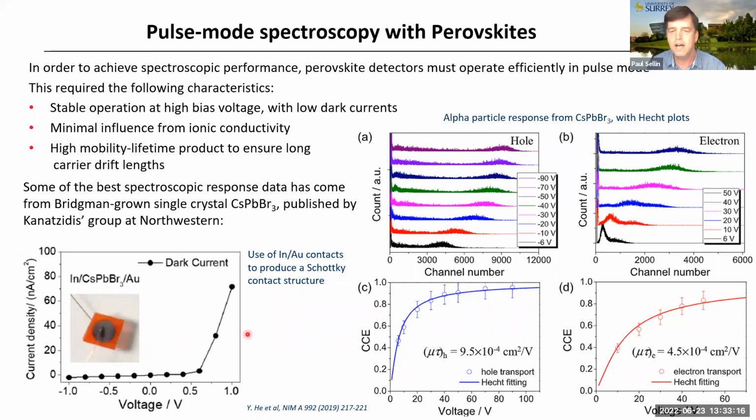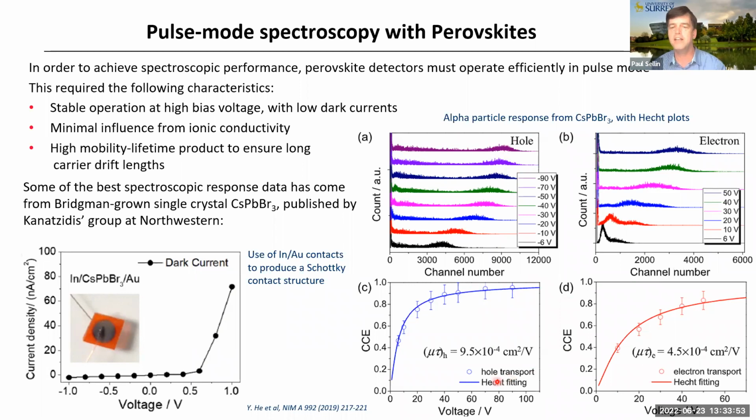And here, both holes and electrons with a Hecht plot. So this is the standard method where you measure how the centroid of the alpha particle peak is shifting with voltage. This acronym CCE, charge collection efficiency, is essentially the normalized position of this alpha centroid. It's shifting up with voltage as the electric fields become stronger, and you can see asymptotically these figures go up.